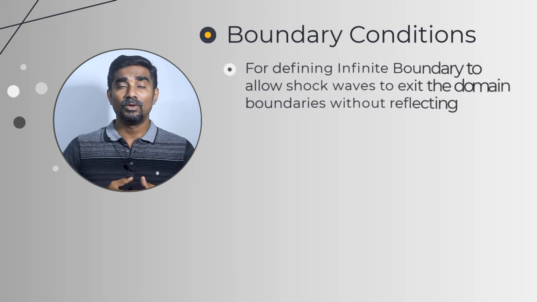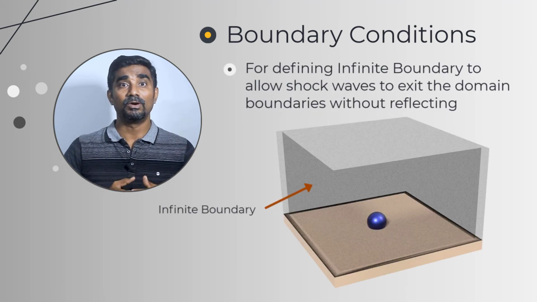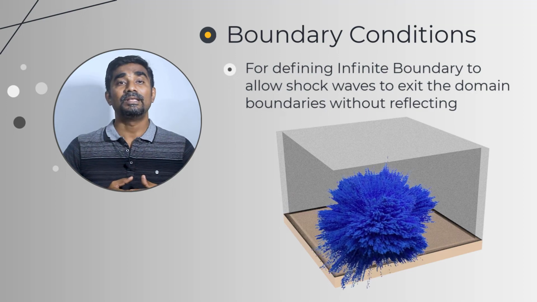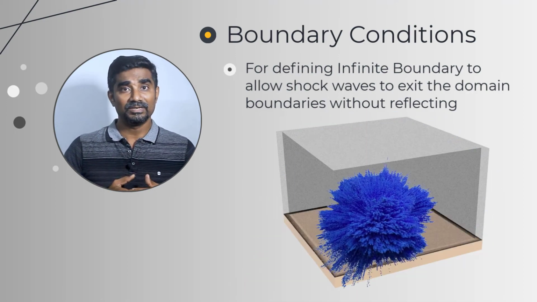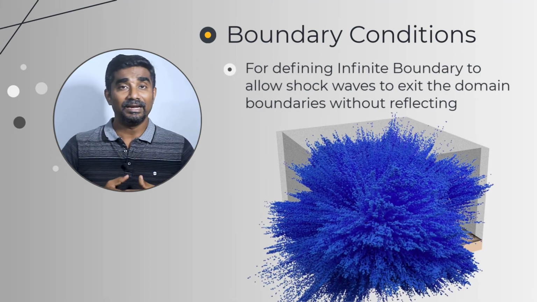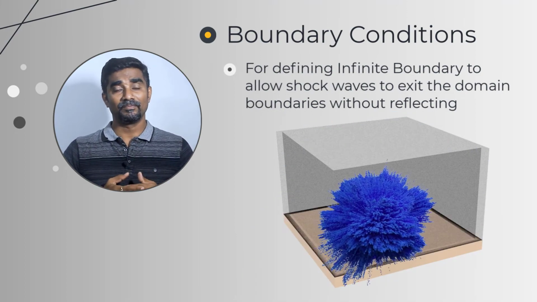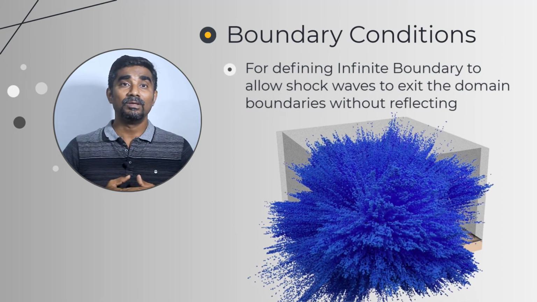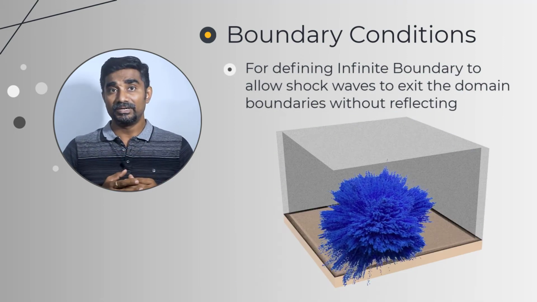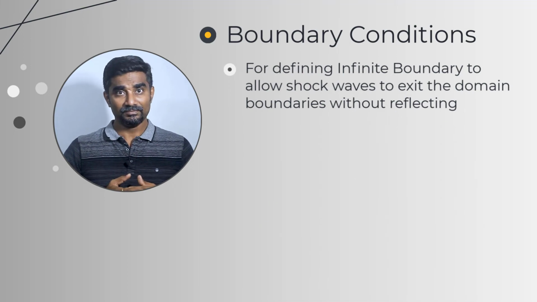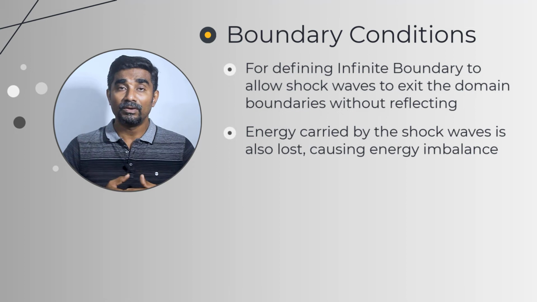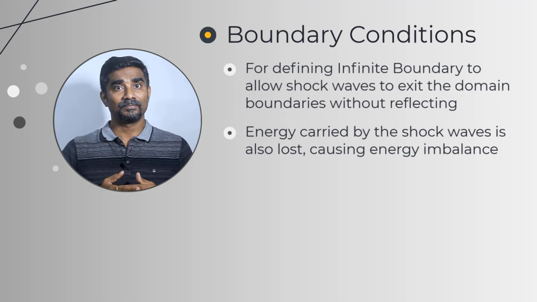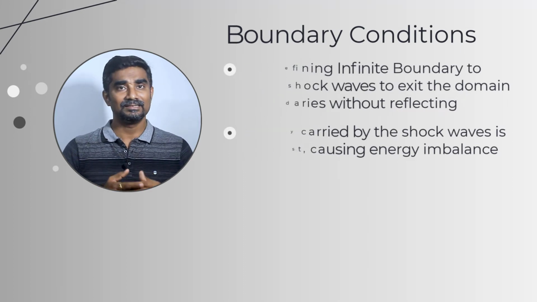Another example is when we use the boundary conditions to model an infinite boundary so that a traveling shock wave will not reflect at the boundary of the computational domain and thus does not interfere with the numerical calculation. These boundary conditions allow the shock wave to exit the computational domain without reflection. Thus, the internal and kinetic energies carried by the shock wave exit the domain as well. This reduces the current energy and may increase the energy imbalance in the system.